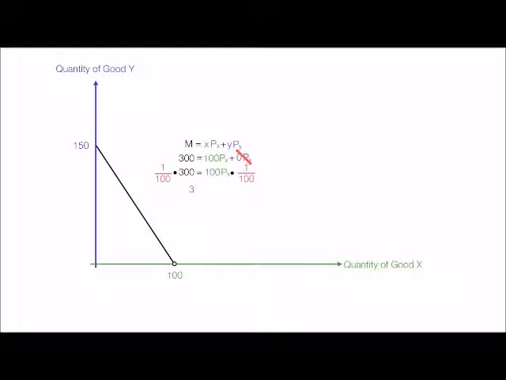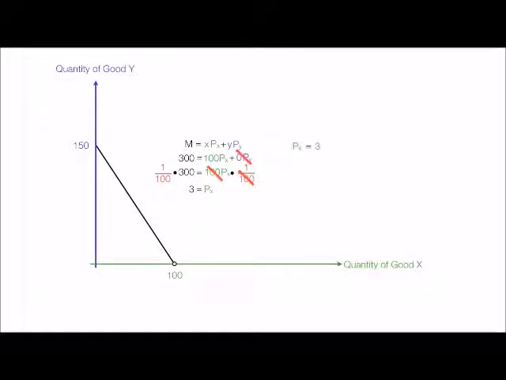$300 divided by 100 is 3, and this is equal to, those two 100s cancel out, the price of X. So the price of X is 3. Let me write that out. So the price of X is equal to 3, and I should probably make that 3 green.